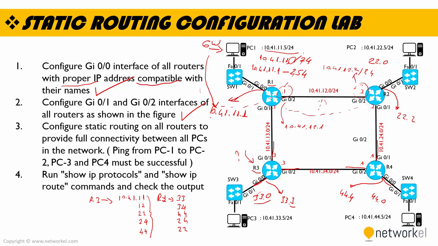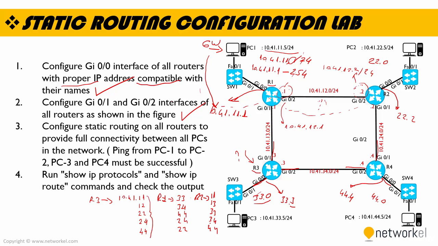And it's time to take a look at router 2. The networks where router 2 is not directly connected are 11, 13, 33, 34, and 44. Okay, I completed this one too.